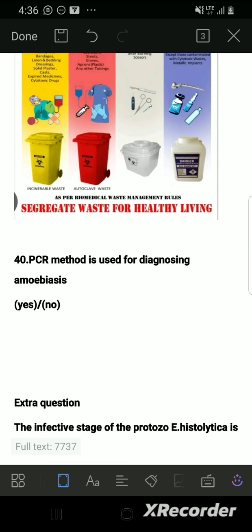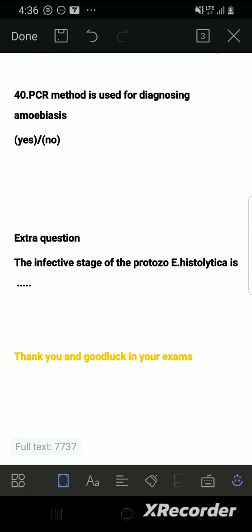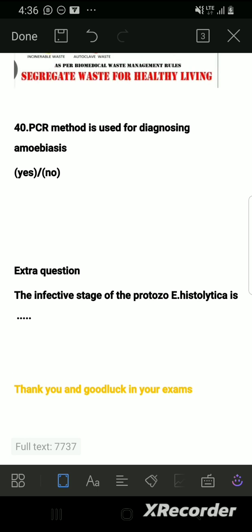Then the PCR method is used for diagnosing amoebiasis. No, the PCR method is not used for diagnosing amoebiasis. Diagnosis of amoebiasis is by stool, and if it seems to be hard, we diagnose amoebiasis using ELISA, enzyme linked immunosorbent assay. So this is an extra question.